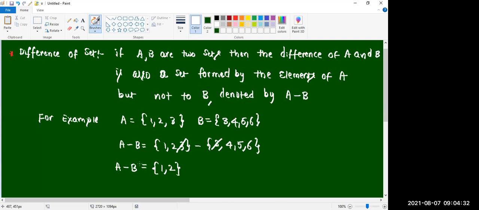For example, B minus A, if they ask, B minus A equal to {4, 5, 6}. First we should write B here, {4, 5, 6} minus {1, 2, 3}. The common element we should cancel, and the remaining elements of B only we should write. {4, 5, 6}. Okay? So A minus B is never equal to B minus A if A is not equal to B. Yes, if A not equal to B, A minus B not equal to B minus A.